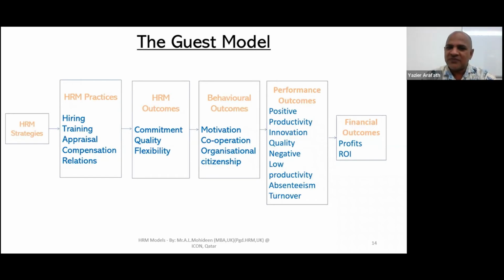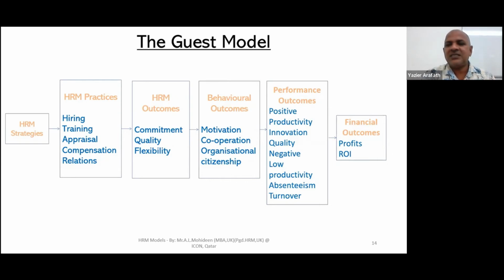HRM outcomes: flexibility, quality, and commitment. So this will lead to employee outcomes: motivation, organizational citizenship, and cooperation. The behavior will be changed, and this will lead to the performance of the employees. If it is in a positive way, then that's positive; if negative, then negative. So it will impact the financial outcome.